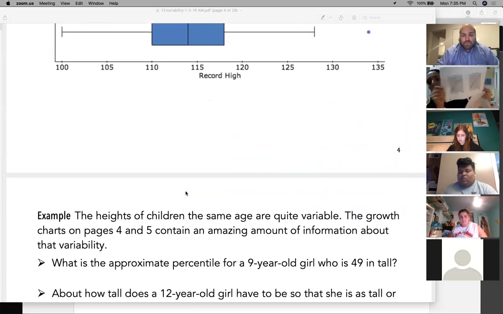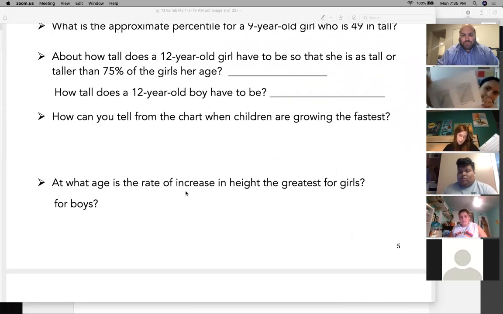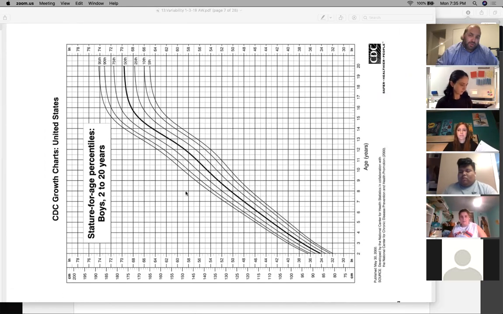I don't know what they're talking about. It's right here. Are you sure it's not page 7? I'm seeing a growth chart on page 7. There you go. Oh, there we go. Growth chart on page 7.